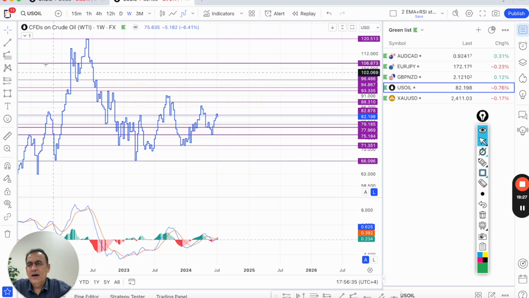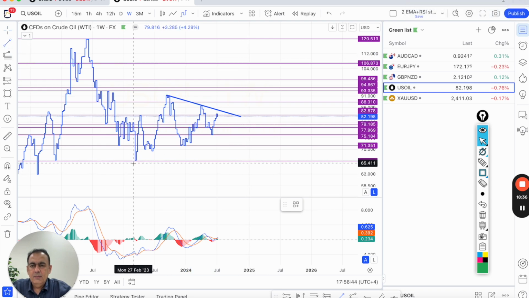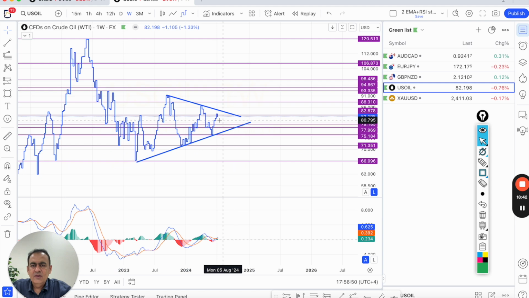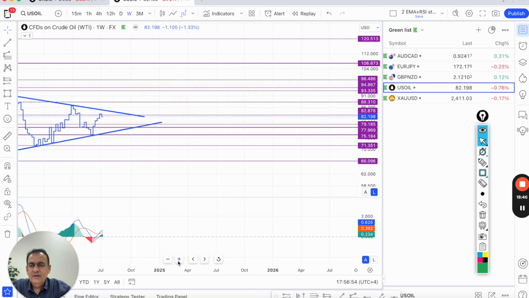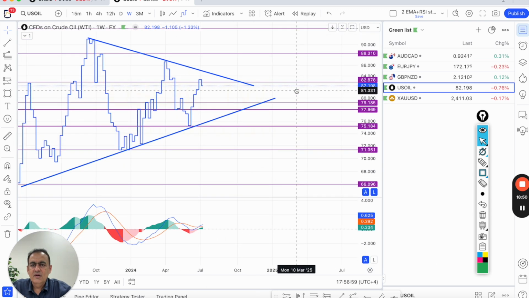So it has formed a triangular pattern here on the weekly basis. I'm going to apply a falling trend line from the top, connecting the highs, and at the same time a rising trend line from the bottom, connecting the lows. Currently price is consolidating within the triangle, and the current price is at an important resistance level. This is the current price, and the resistance was around 82.87.